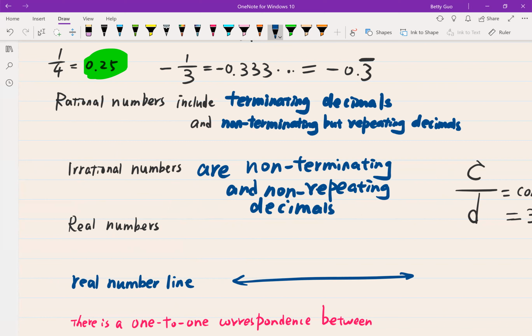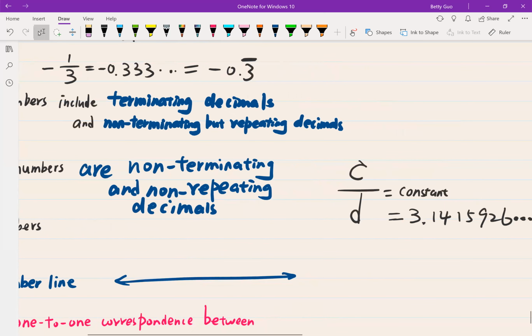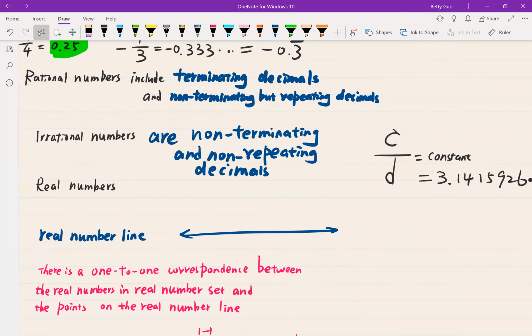If we say a person is irrational, it means there's no pattern to track. You don't see the pattern. Irrational numbers are kind of like that. There are infinitely many digits to the right of the decimal point, and there's no pattern for those digits. So now we know pi is an irrational number.